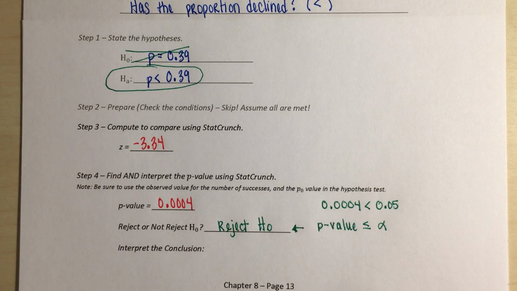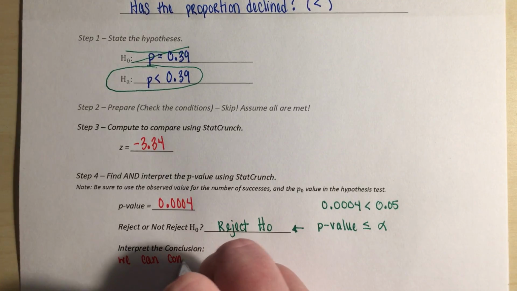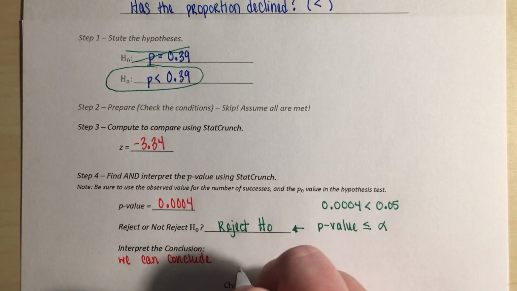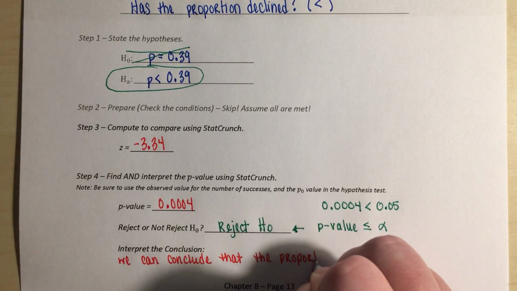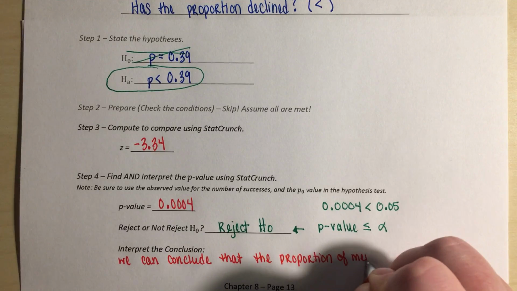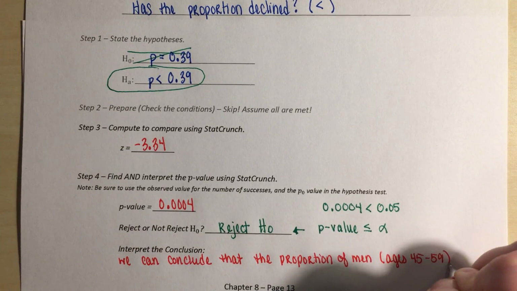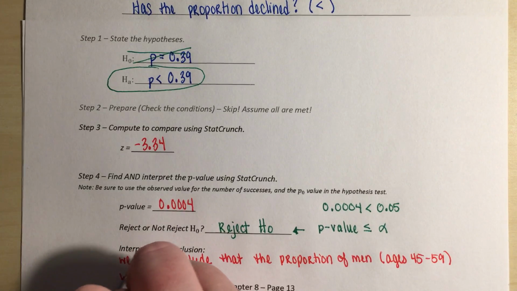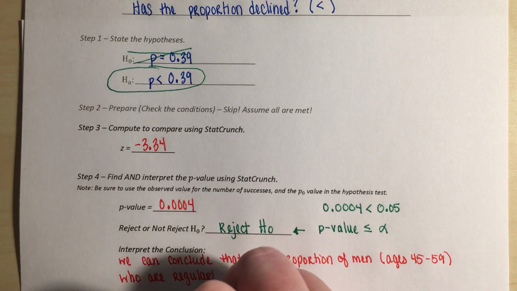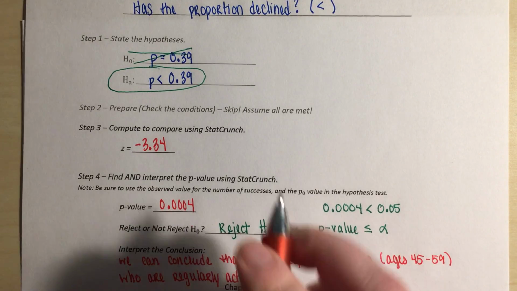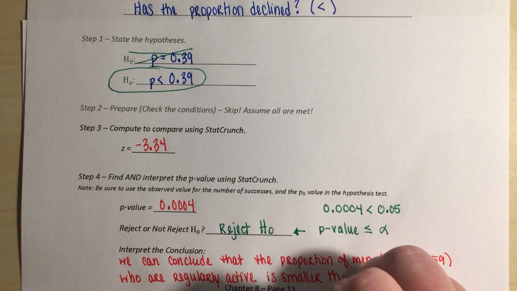So our interpretation, we can conclude that the proportion of men ages 45 to 59 who are regularly active is smaller than in the past.